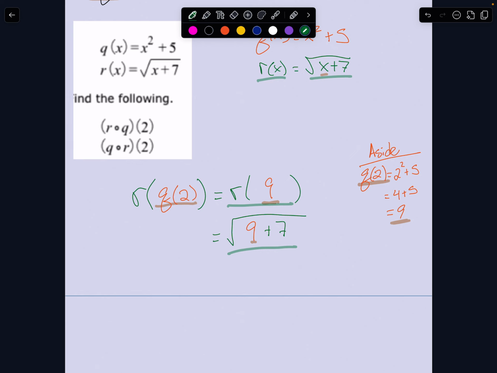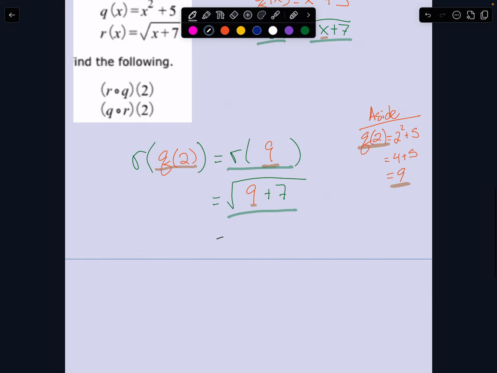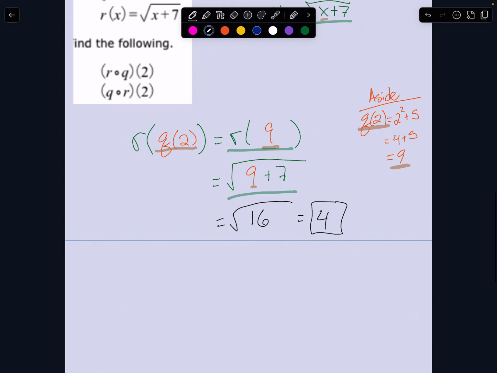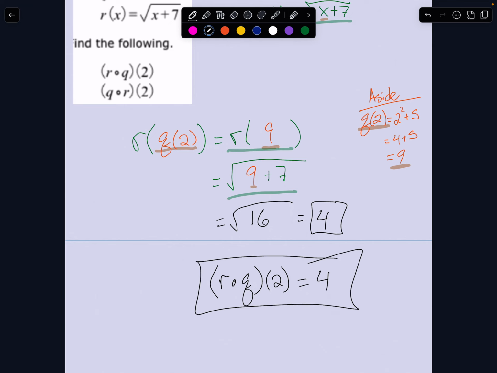And now it's solving, so let's solve. So this is the square root of 16, and the square root of 16 is 4. And so my answer, r of q of 2, is equal to 4.